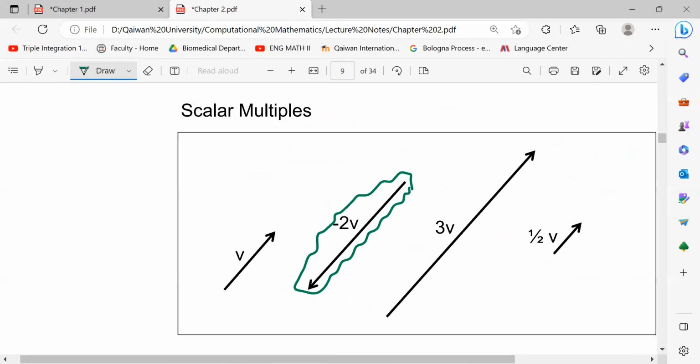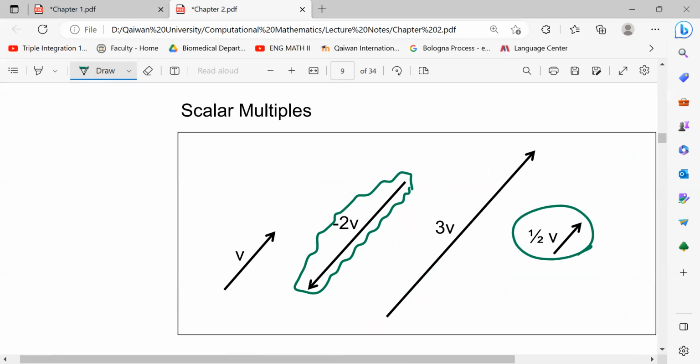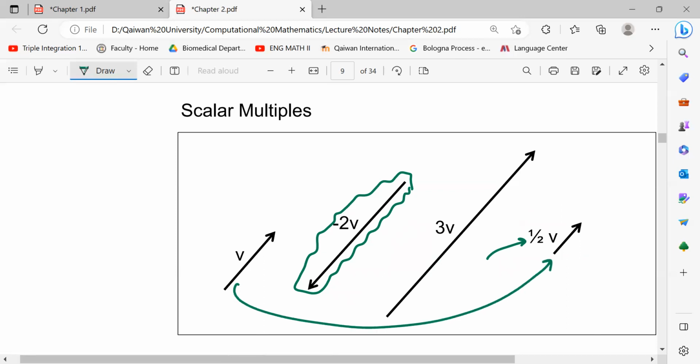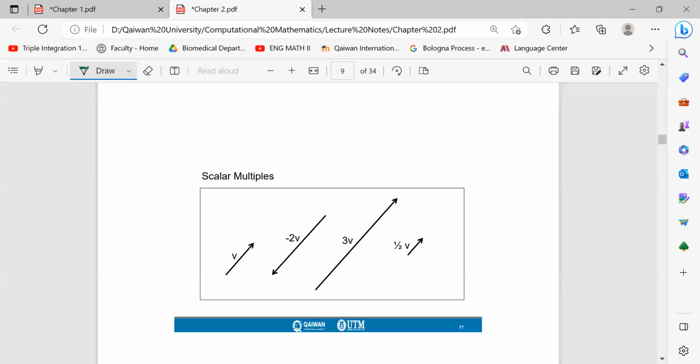How about 3v? 3v is the same direction as v, but the length is triple. Okay? A half of v, as the scalar is positive, has the same direction, but the length becomes a half, or the magnitude is a half.